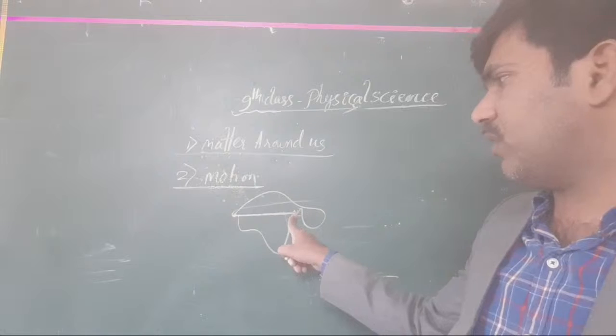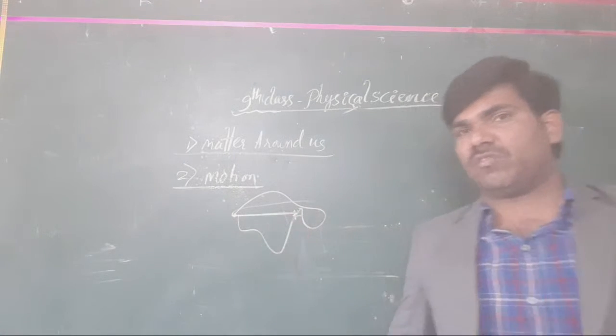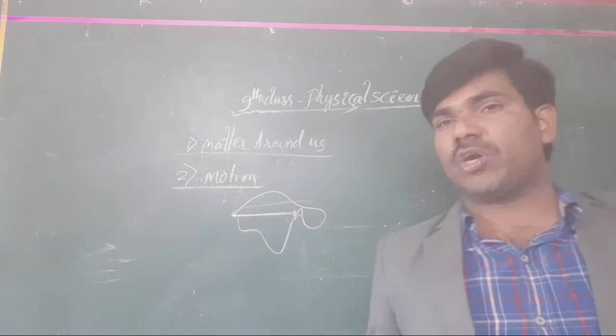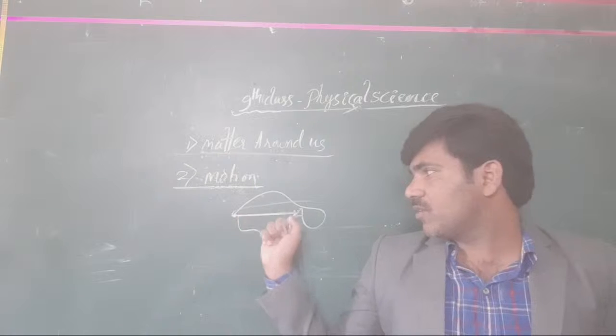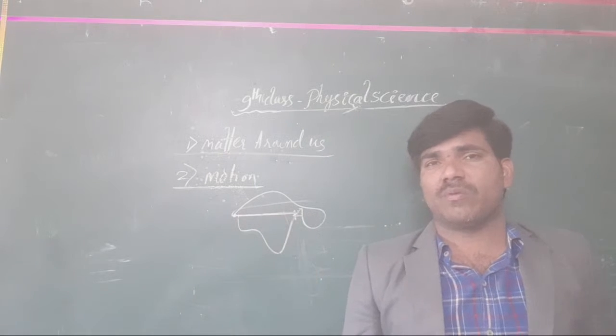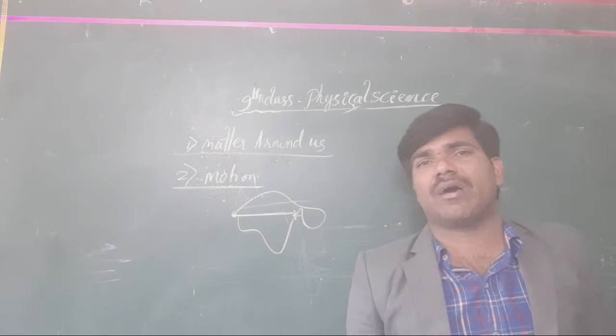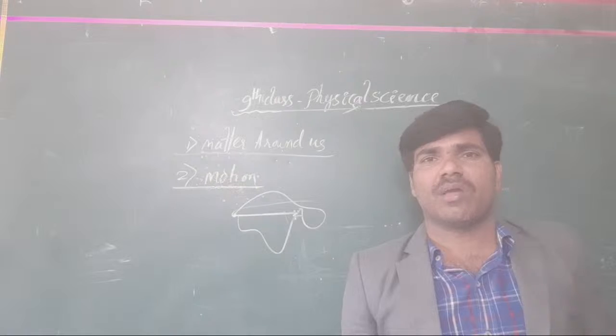The displacement is nothing but the shortest distance between the 2 points. The shortest distance between the 2 points is called displacement. Now displacement has vector nature and distance has scalar nature. Clear or not, all of you?